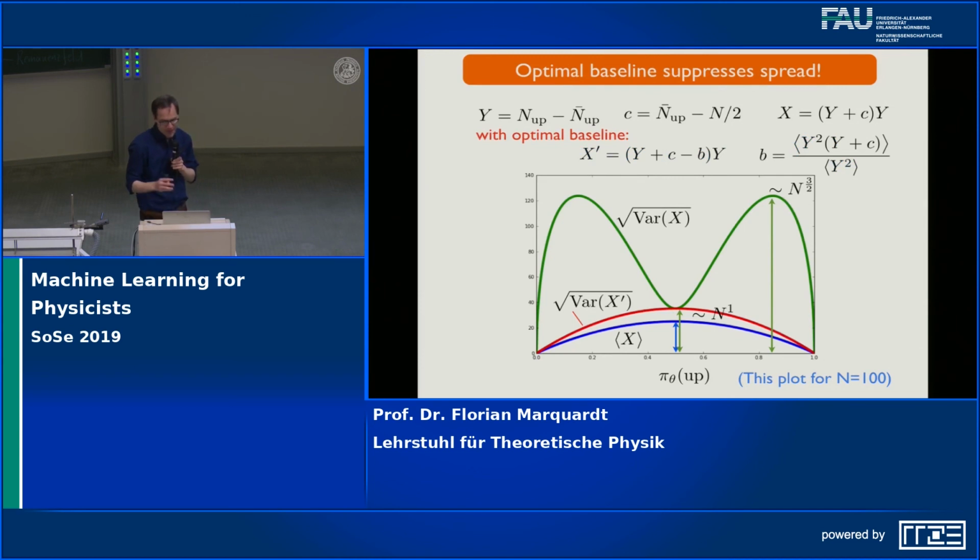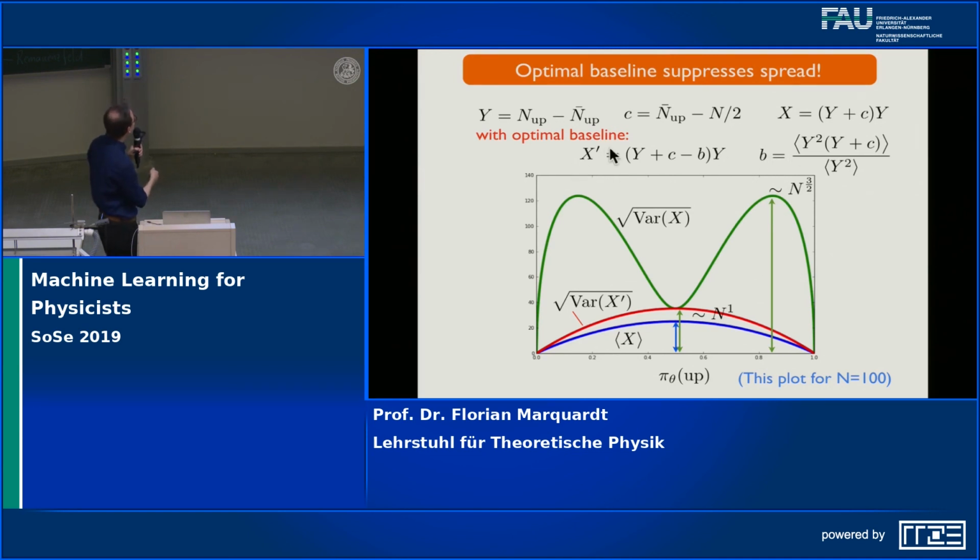Okay, and now I want to, so to speak, advertise a little bit the optimal baseline, in case you already have forgotten it. This was the way to try to reduce the fluctuations. And again, it's possible to handle this analytically here. So this is just a translation of the expression we had for the optimal baseline to this particular case. So here you can calculate B, and you can really work it out.